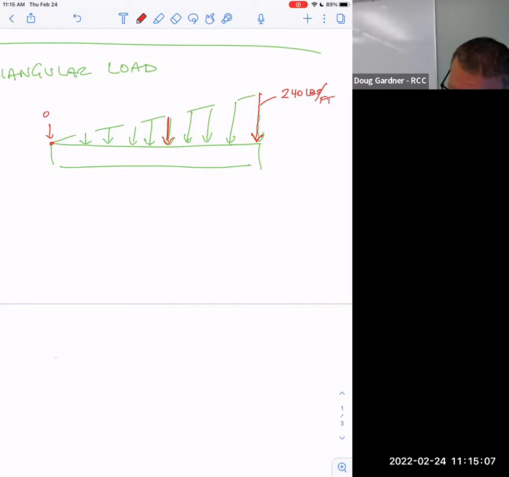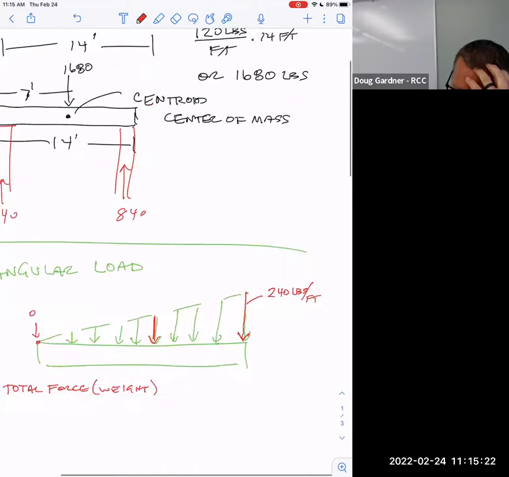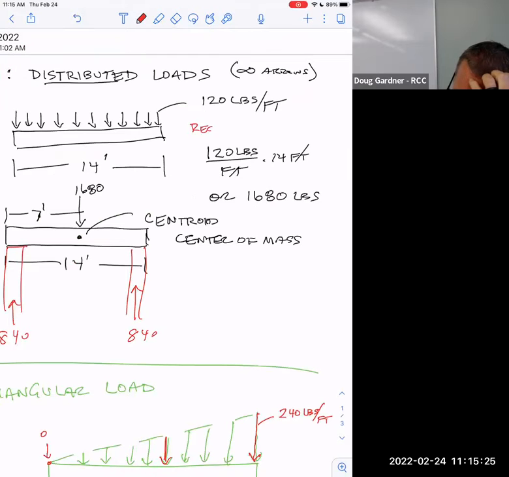Notice the total is actually not that bad, like the total force or the total weight. Total force or weight, those are going to be kind of used interchangeably in this section. Force and weight mean the same thing. Well, a second ago, in a sense, this was a rectangular load. I didn't write that down at the time. Rectangular. This is a rectangular load. And so didn't we take 120 times 14, kind of thinking of this as a rectangle? Well, down here we got a triangle.